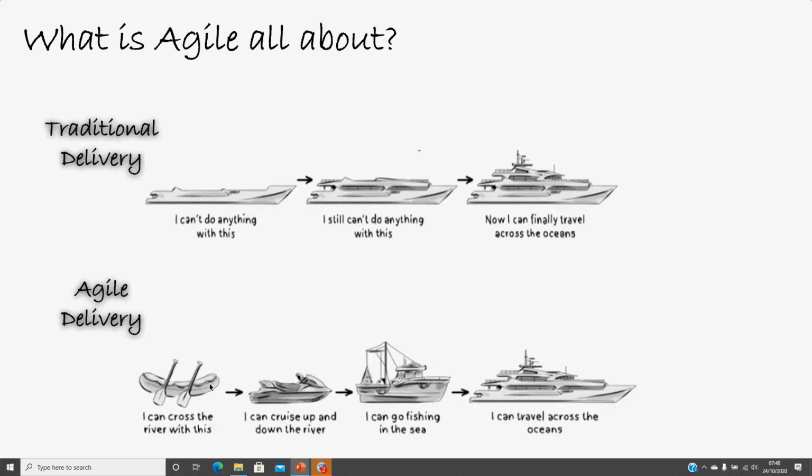They can start using the product from the very beginning, and then that minimal viable product could turn into a bigger boat, and then into a massive ship, which is the final product. So this is the whole idea of Agile, that the product is usable from the very beginning rather than you wait till the end.